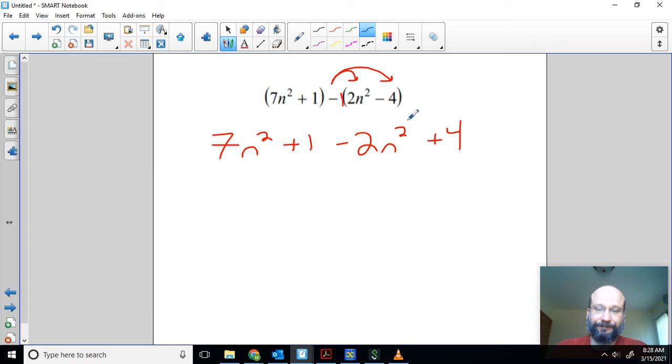Same exponent, same variable. So that's 7n squared minus 2n squared, which is 5n squared. And then numbers are always like terms. Positive 1 plus 4 is positive 5.